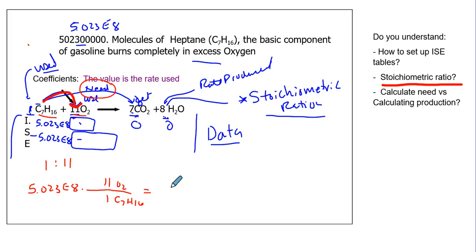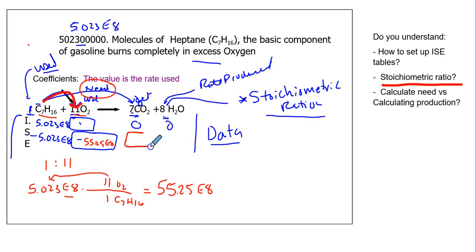And you can go ahead and punch this in. 5.023 times 11 should be pretty easy mental math. 55.25. So we got 55.25 e to the 8th. I just multiplied this times that and kept this the same. Okay, that is now this guy. 55.25 e to the 8th.